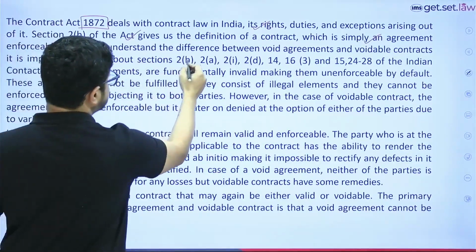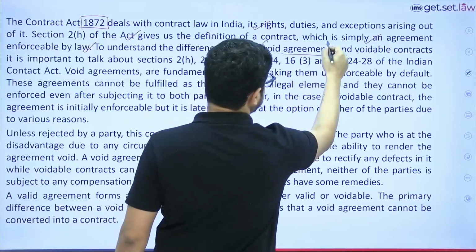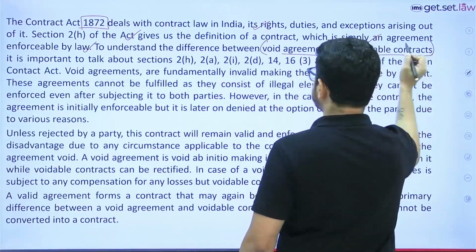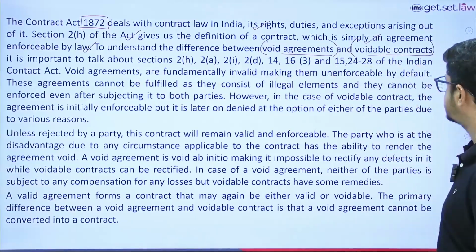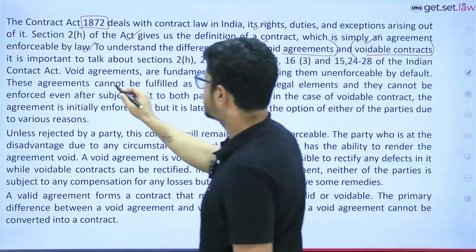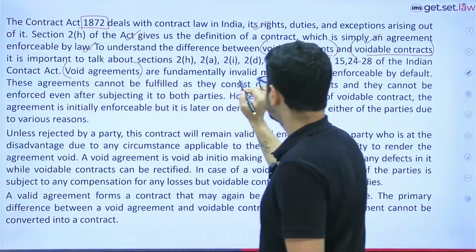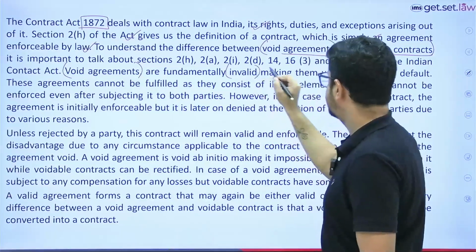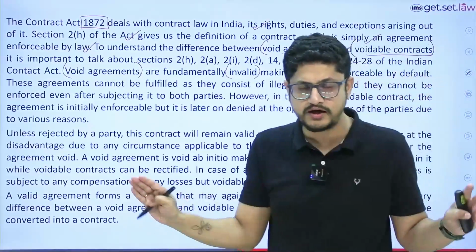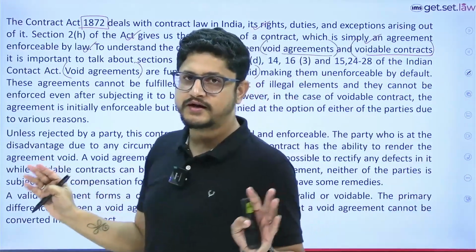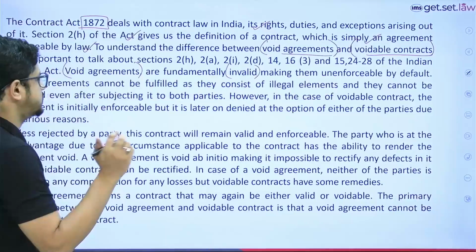It says to understand the difference between a void agreement and voidable contracts, that is what the multiple sections will mention, 2(h), (a), (i), (d), etc., of the Indian Contract Act. Void agreements are fundamentally invalid, making them unenforceable by default. Void means it has no legal relevancy, no enforcement can happen, no one can bring a case against each other.